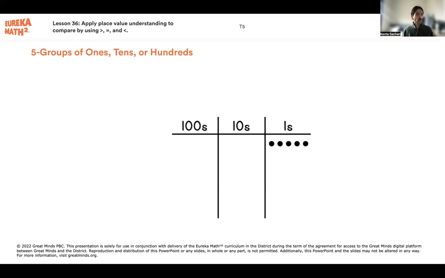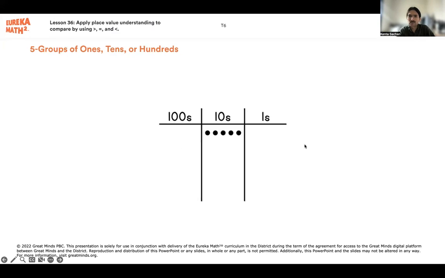How about now? We have 5 in the ones. What number is this, Eliza? Yeah, it's just 5, right? 1, 2, 3, 4, 5. How about now when there's 5 in the tens? What number is this, Yabin? 50. Great. 10, 20, 30, 40, 50.